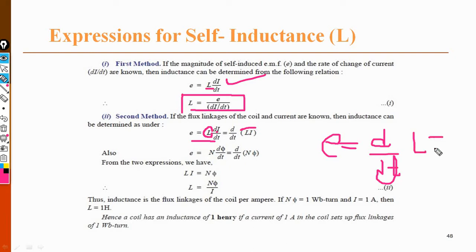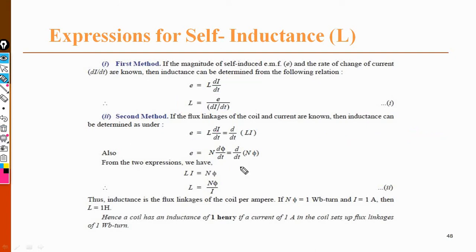We have taken the derivative of L into I. Then we also take Faraday's law of electromagnetic induction, that means the whole working of self inductance depends on Faraday's law of electromagnetic induction. That is E is equal to N d phi by dt. Then we separate the number of turns and flux, that is N phi.